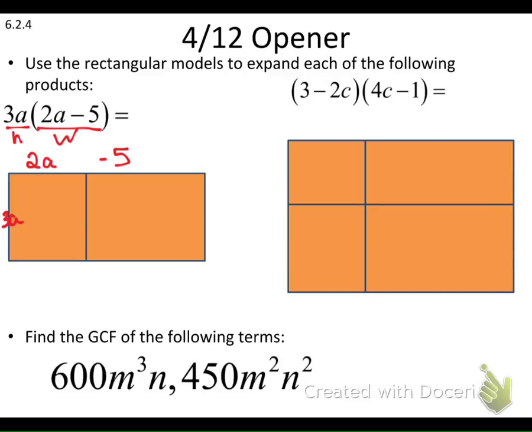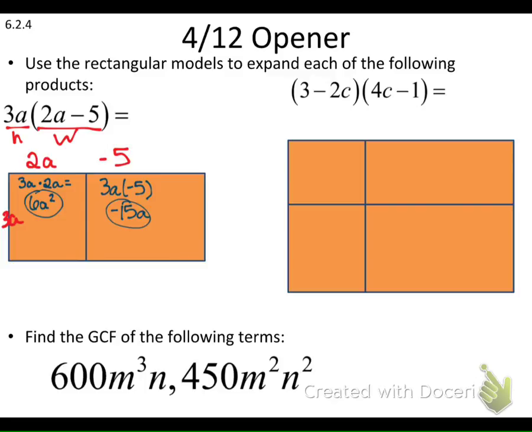All right, let's find the product of the first rectangle. So I'm going to take my height, 3a, multiply it by my width, which is 2a, for 6a squared. Good, an area of 6a squared. Looking at my second rectangle, I'm going to take my height of 3a, my width of negative 5. Negative 15a.